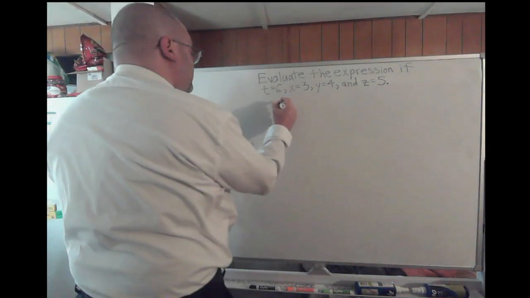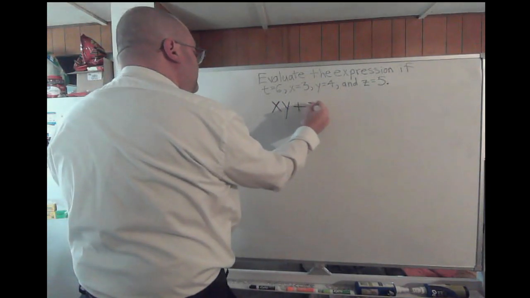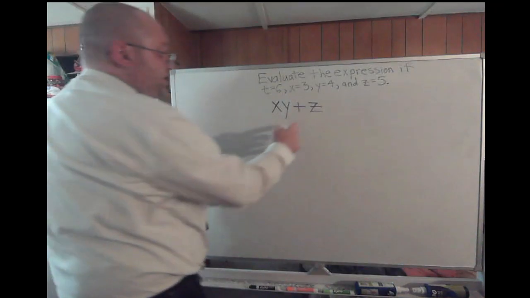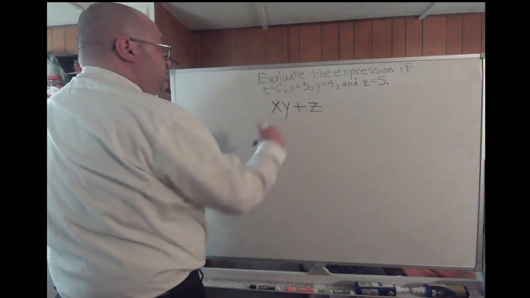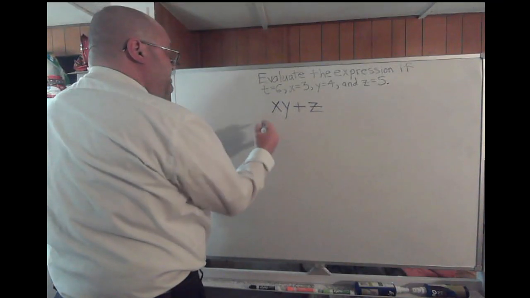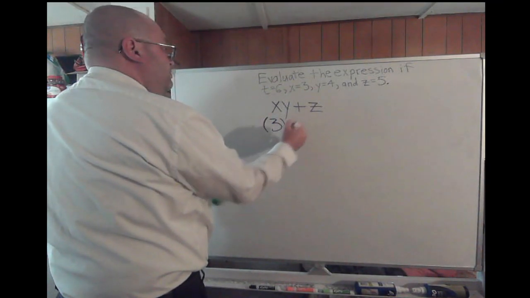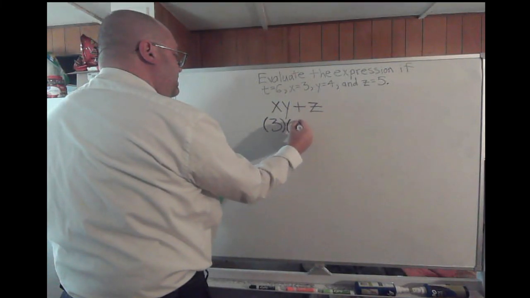Alright, now here's where it gets fun. We get xy plus z. All of a sudden we have 3 variables in an equation. We got xy plus z. Well, we're told here x equals 3, so we'll substitute 3 in for wherever we see x. We'll substitute 4 because y equals 4. We'll substitute 4 in for y.